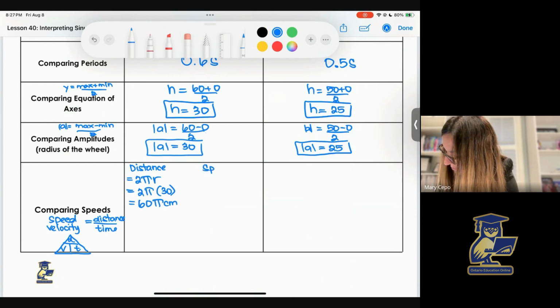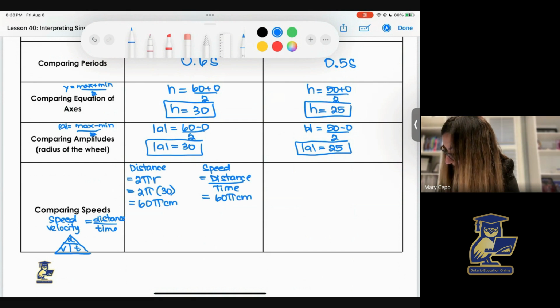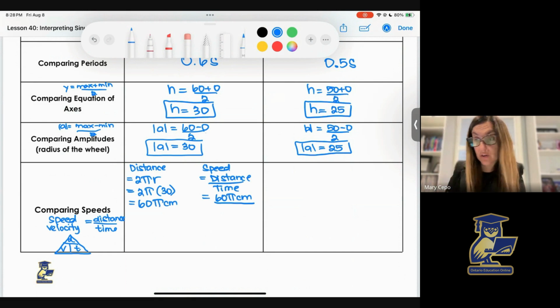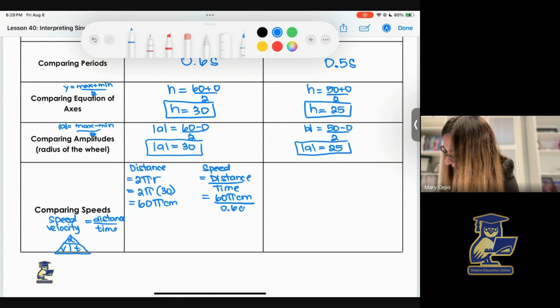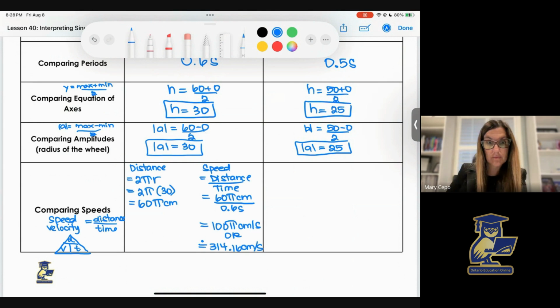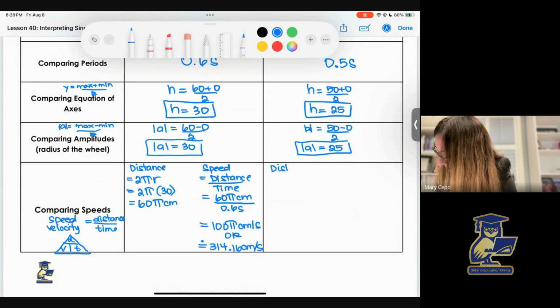So the speed, which we said was distance over time. We know the distance was 60 pi centimeters, and the time, which we know it took one full cycle to occur, was 0.6 seconds. Distance over time, simplifying that, would be 100 pi centimeters per second. Or if we put that into decimal, about 314.16 centimeters each second.